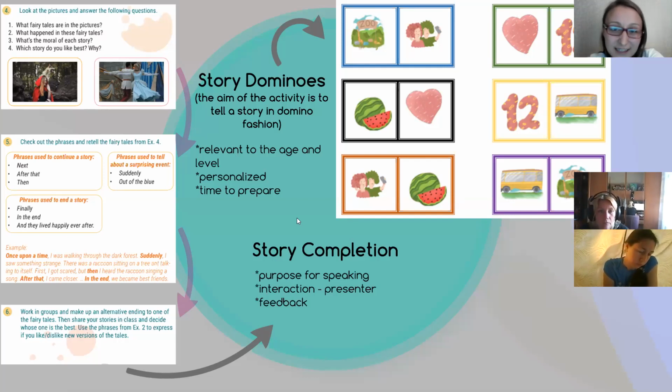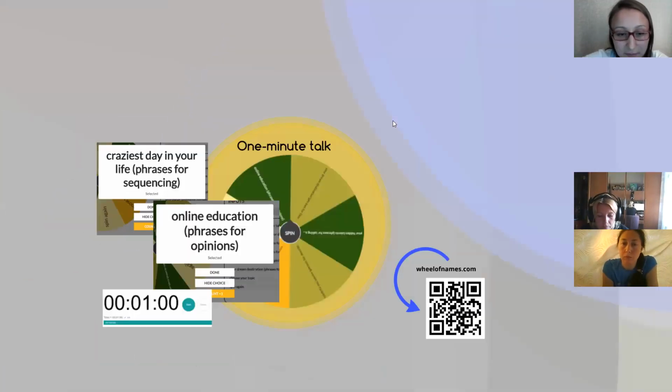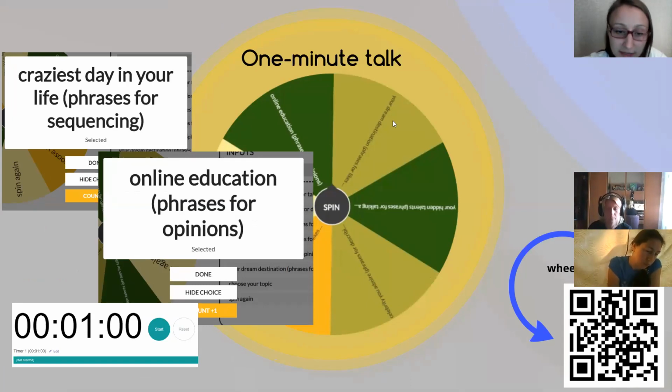Yeah, of course, dominoes, that's for young learners, and this kind of storytelling will make your teenagers speak, because again, it has purpose for speaking. And 1 minute talk. 1 minute talk, it's a kind of activity when your students need to talk for 1 minute. Or I think you can even start with 30 seconds, 45 seconds, and then maybe 1 minute.